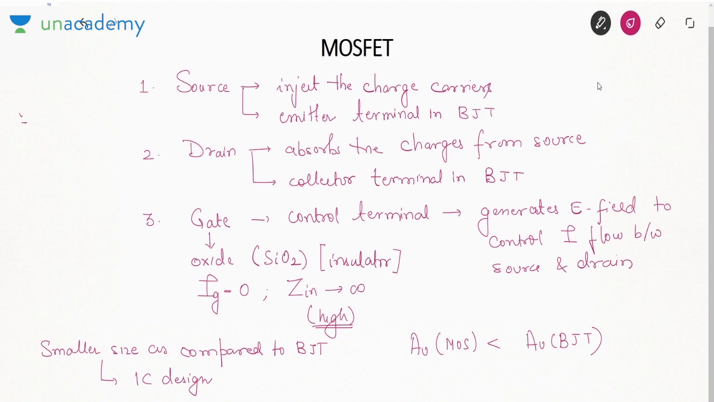So MOSFET is different from BJT in so many ways. First way, it is a voltage controlled current source. Second, it has smaller size. Third, it has high input impedance. Fourth, it has lower voltage gain. So that is why MOSFET is mostly used in IC design due to its smaller size.